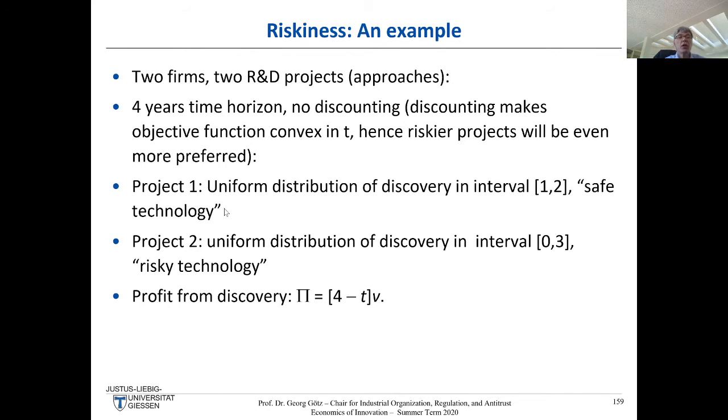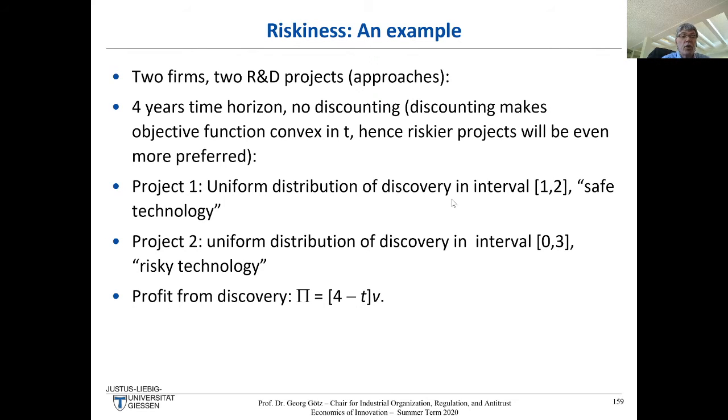What does this mean? You have this 4-year time horizon, and project 1 gives you a discovery in the interval from 1 year to 2 years. Project 2 is a more risky technology. It gives you a chance also to have a success right from the beginning, that is from 0, but it might also take you 3 years. Uniform distribution on these 3 years.